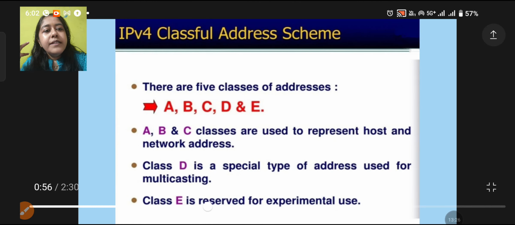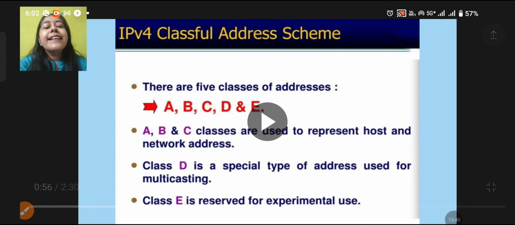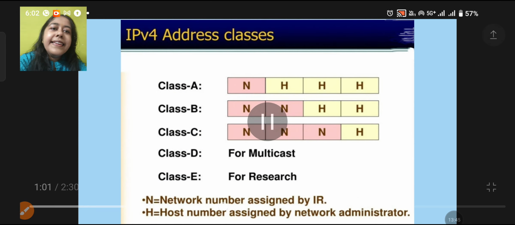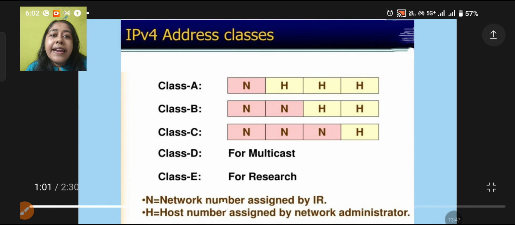A, B and C are for representing a host and a network address. D is used for multicasting purposes, and E is reserved for experimental use. So this is how the classification of addresses is done, that is A, B, C, D and E. Now here you can see how for class A this bit is taken, for B these bits, for C these bits. That is your network number. The network number is assigned by the Internet Registry.